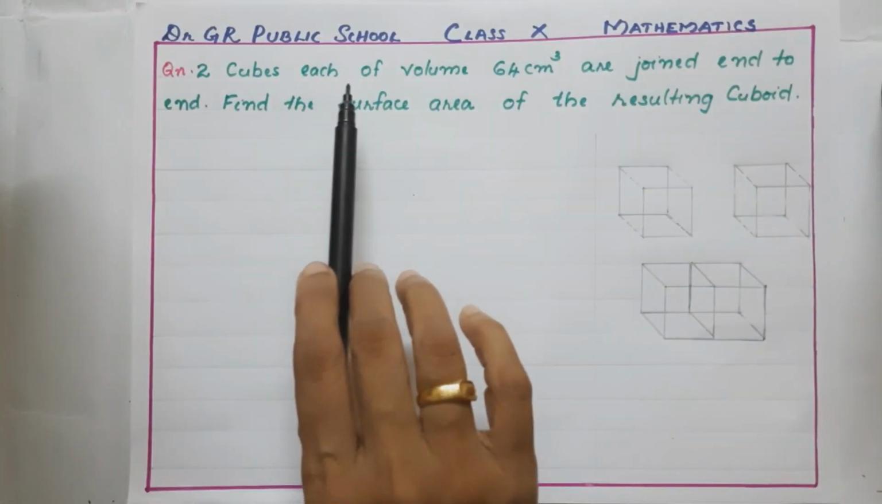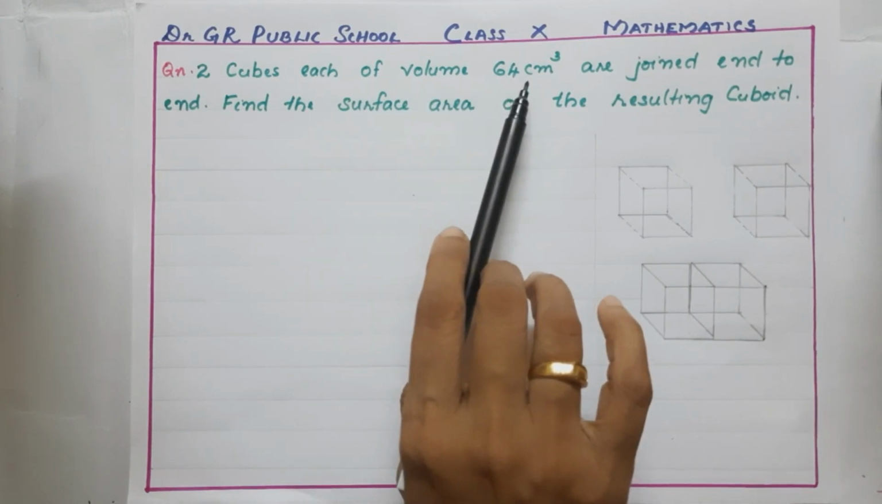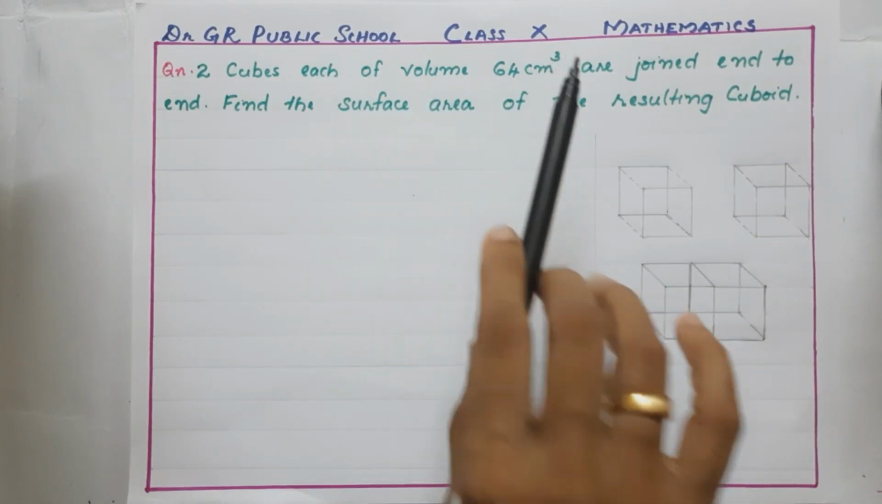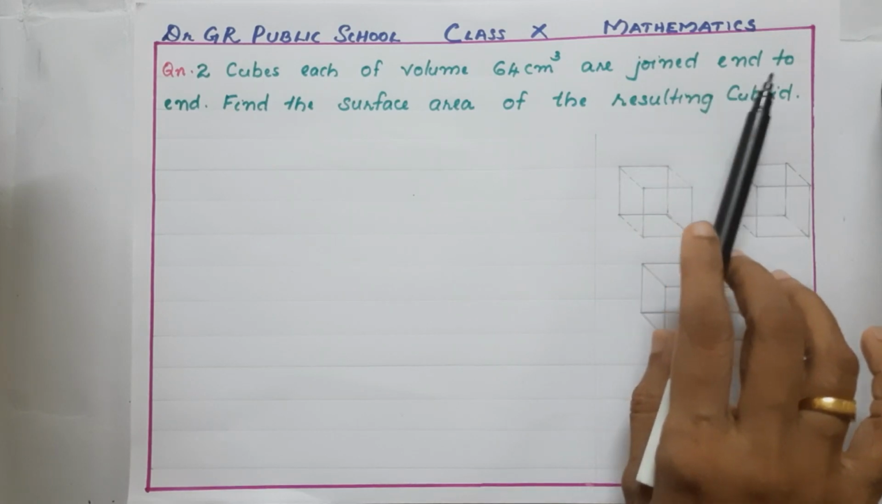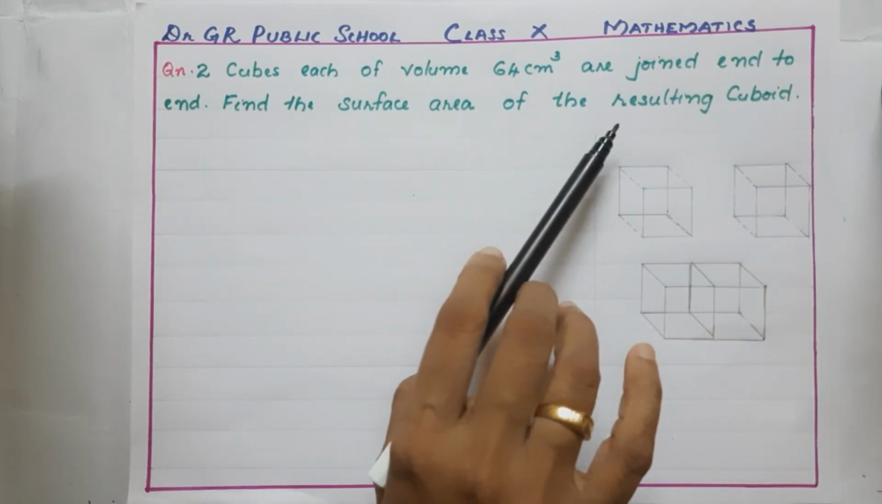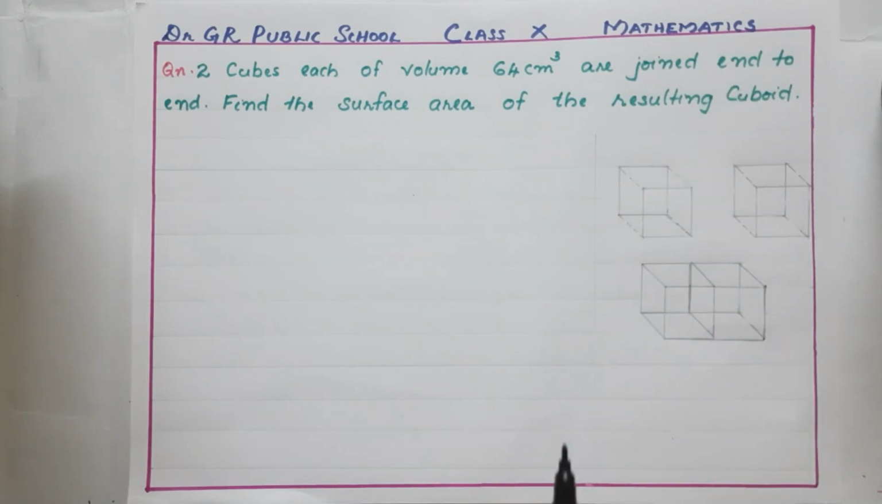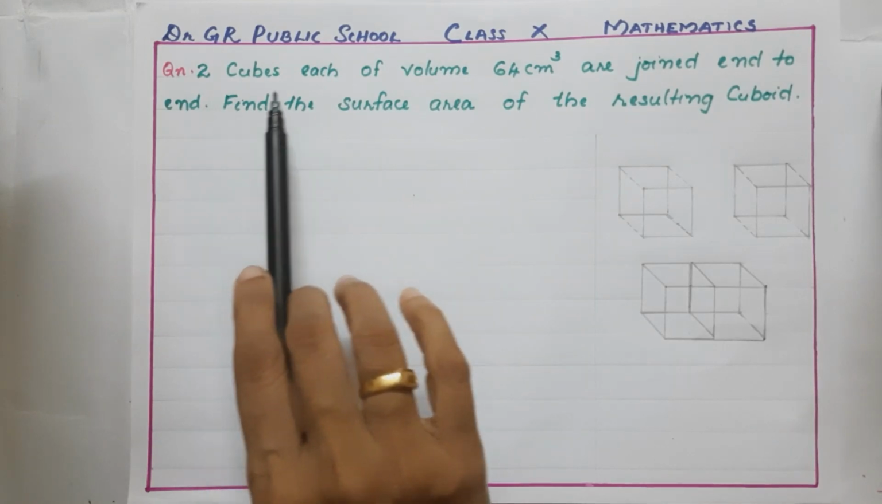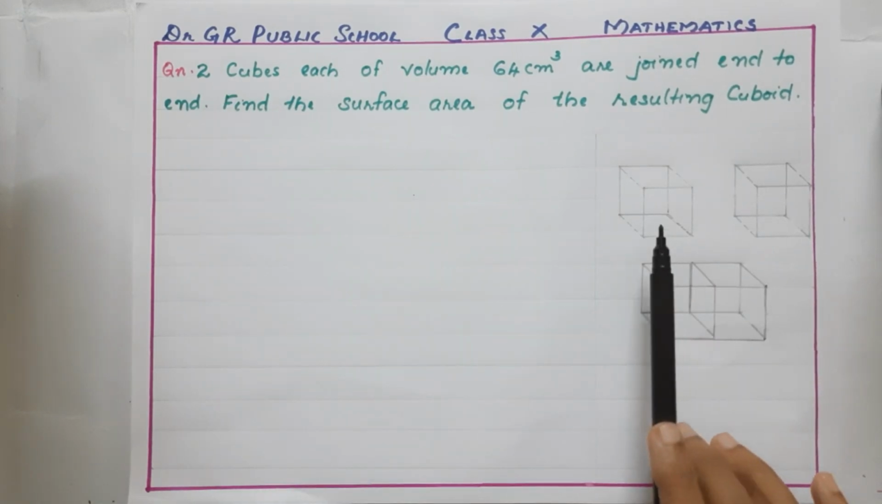Two cubes, each of volume 64 centimeter cube, are joined end to end. Find the surface area of the resulting cuboid. So what is given in the question? There are two cubes.